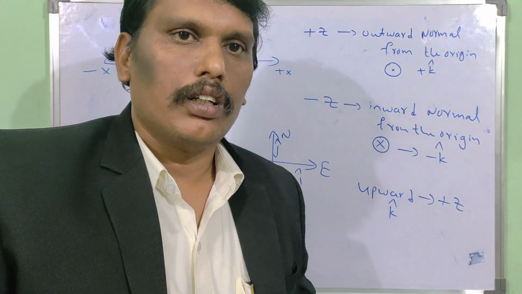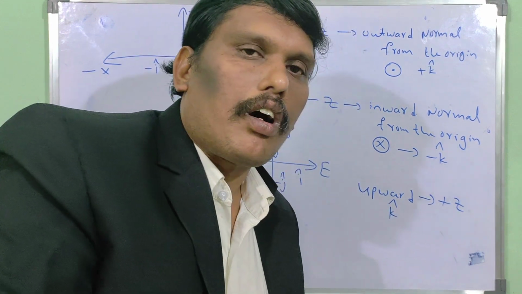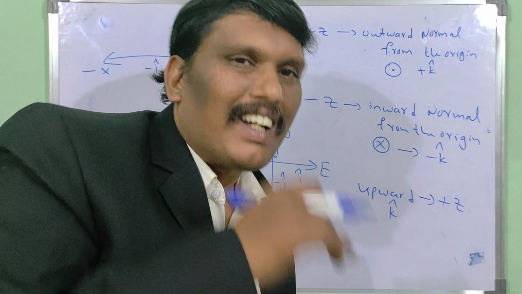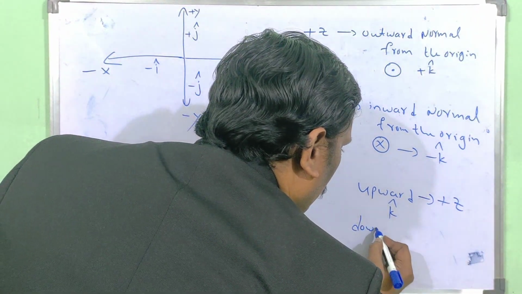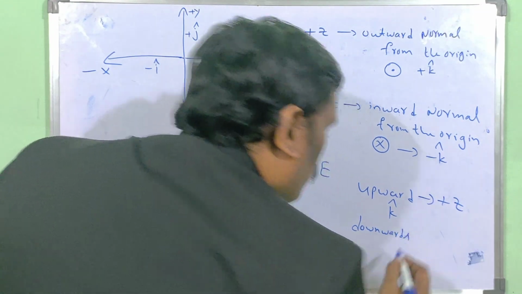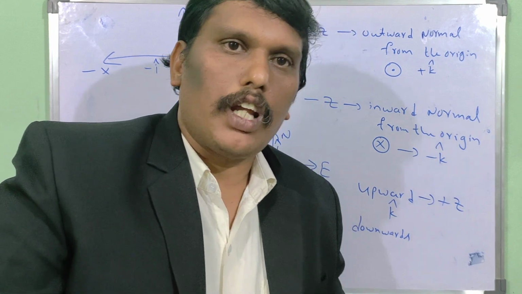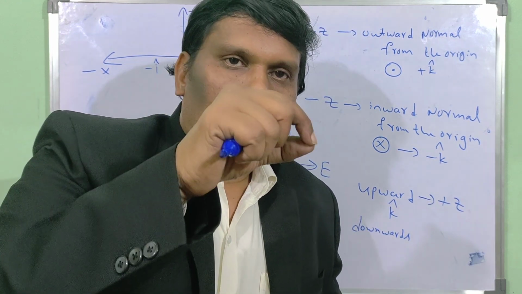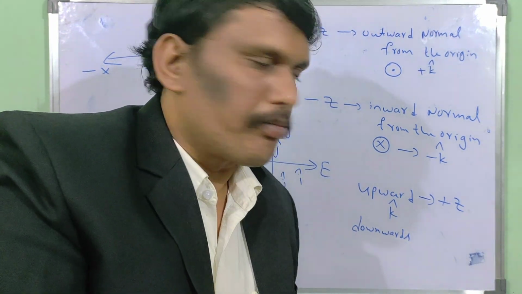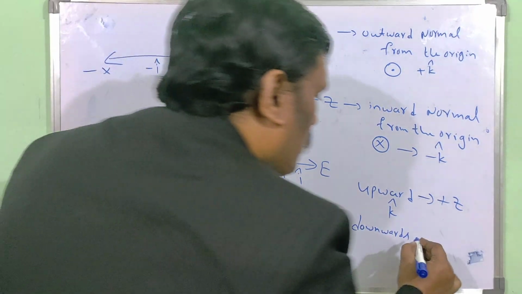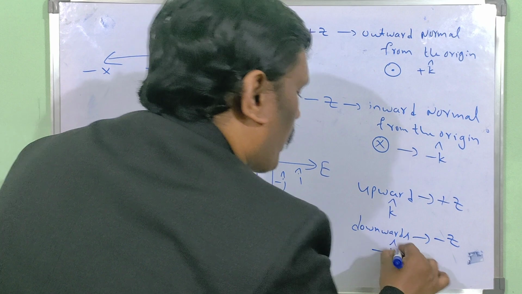Similarly, on your book, just imagine from the origin, the inward normal. From the origin, inward normal means what? Downwards. Take your book, place it on a horizontal plane, and try to write. Then from the origin, the inward normal is called downward. That is nothing but the negative z-axis, and it is represented with minus k cap.